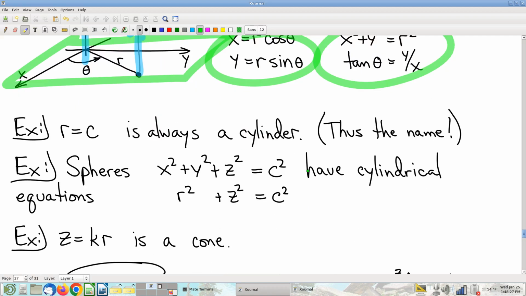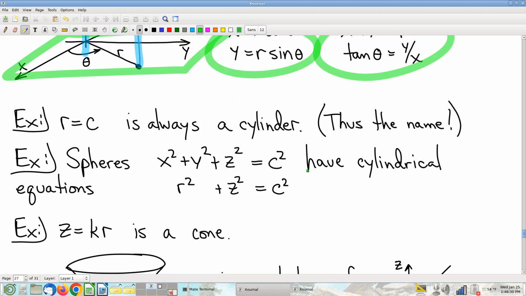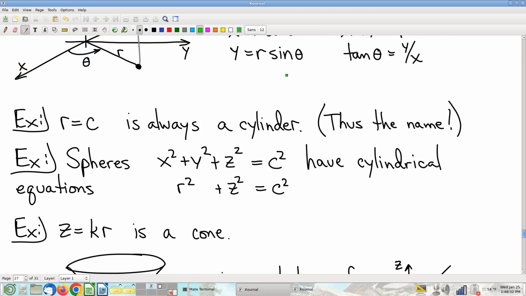Okay, a couple of quick examples. This equation right here gives you a cylinder. Easy way to see that is that you can think of r in cylindrical coordinates not as distance from the origin, but as distance from the z-axis. Right? And you think geometrically, looking at all points that are a given fixed distance from the z-axis is going to give you a cylinder. And by the way, thus the name cylindrical coordinates.